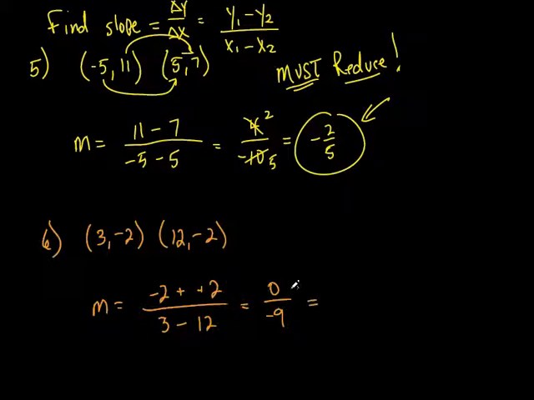Right? You could do this on a calculator. If you have a calculator, put that in. What is 0 divided by negative 9? It's 0. The answer is 0. It's not no slope. It's not undefined.